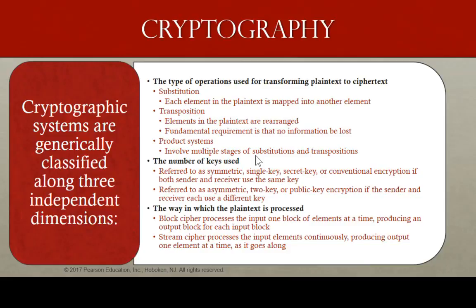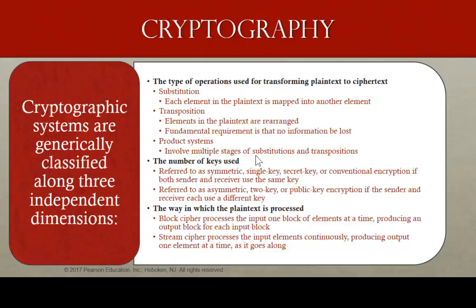3. The way in which plain text is processed. A block cipher processes the input 1 block of elements at a time, producing an output block for each input block. A stream cipher processes the input elements continuously, producing output 1 element at a time as it goes along.